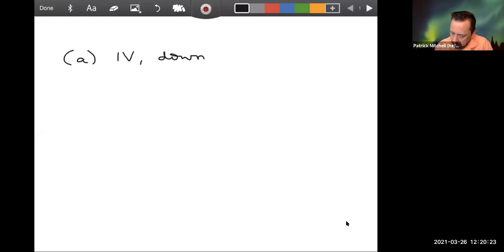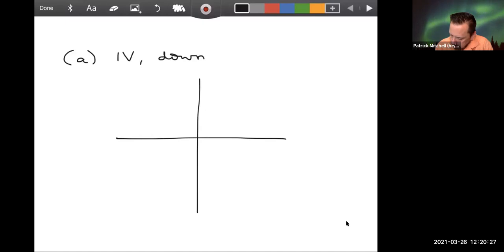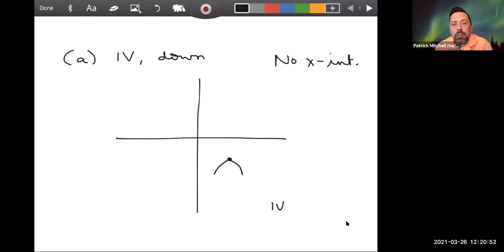All right, so quadrant 4 is this quadrant over here. So let's put the vertex anywhere in quadrant 4. And it doesn't take me too long to figure out that if my parabola opens down, I am not going to have any X-intercepts. Okay. Now, how many Y-intercepts am I going to have?